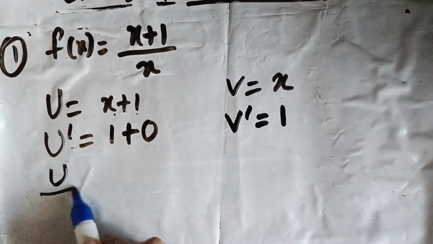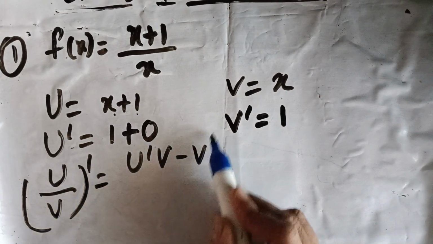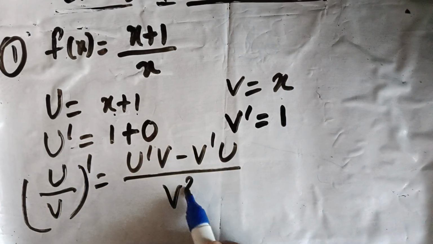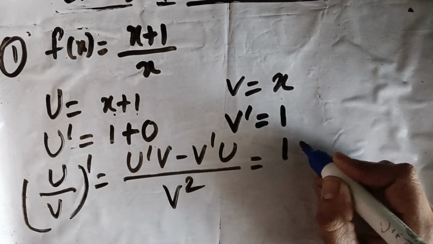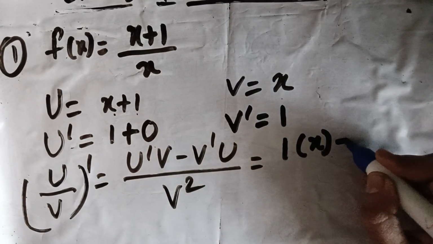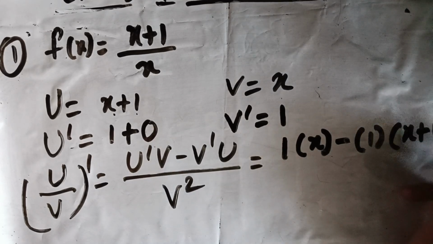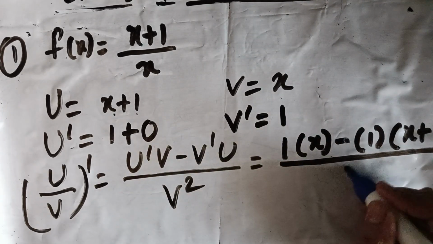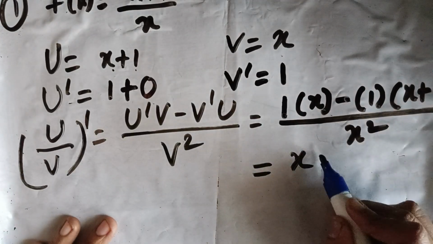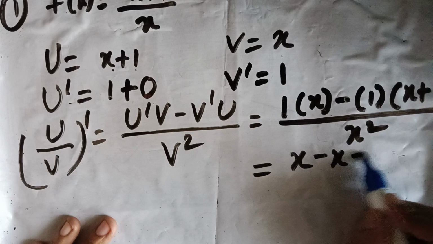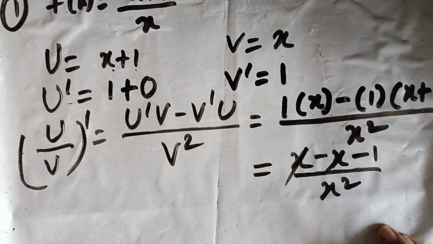So using the quotient rule, (u dash v minus v dash u) upon v square. u dash is 1, v is x, minus v dash is 1, u is x plus 1, upon v square. So minus 1 upon x square is the answer.